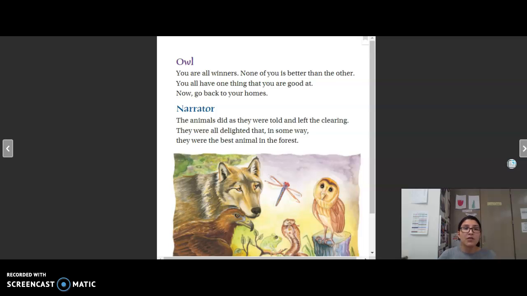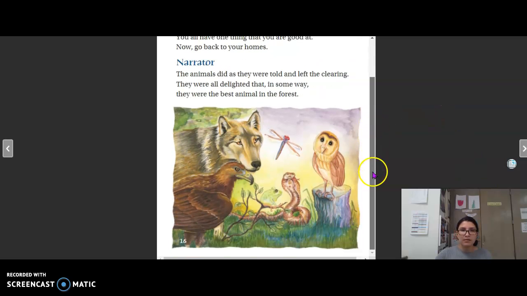Owl. You are all winners. None of you is better than the other. You all have one thing that you are good at. Now go back to your homes. Narrator. The animals did as they were told and left the clearing. They were all delighted that, in some way, they were the best animal in the forest.